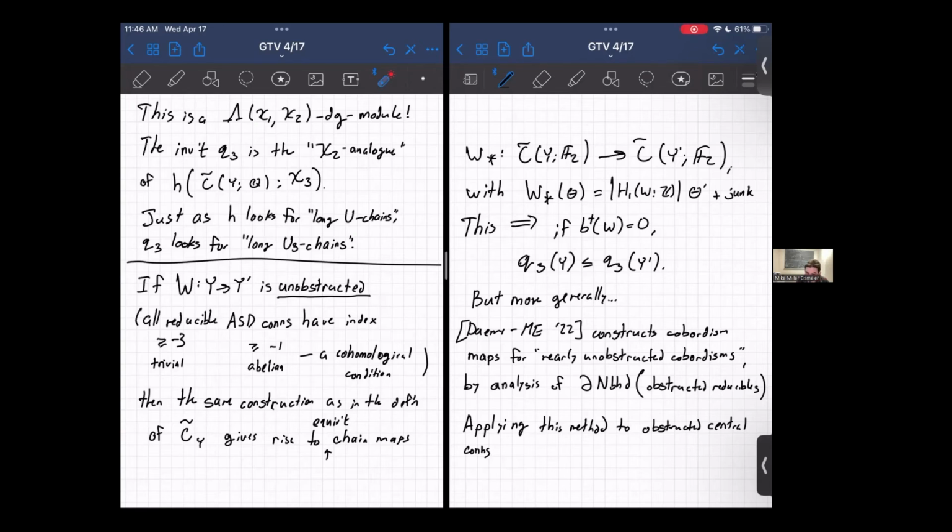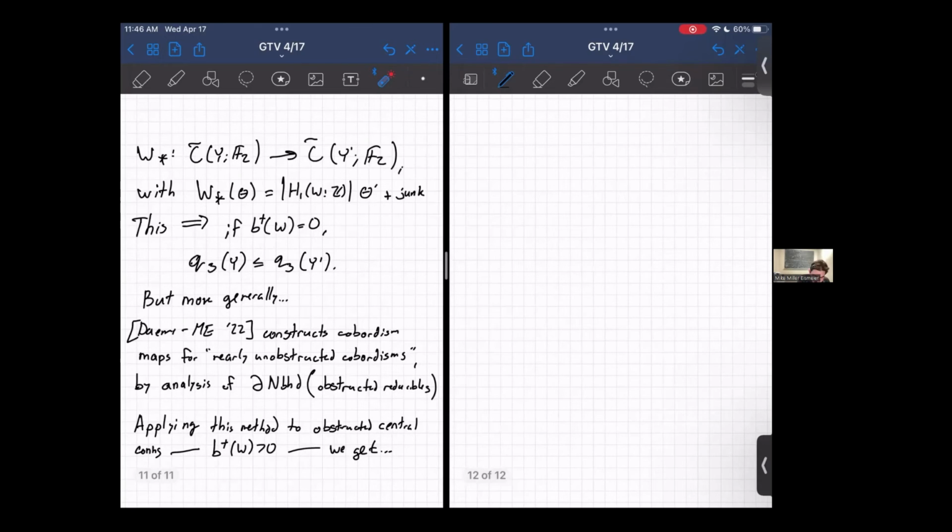which there we were focused on obstructed abelian connections. These were the difficulty with checking well-definedness. If we apply this to obstructed central connections, and that means B plus is positive, the results of the method give us the following statement, which is going to at first seem a little bit too weak.